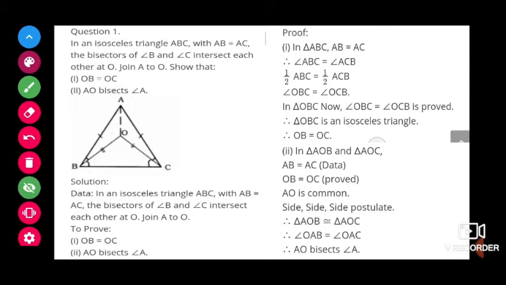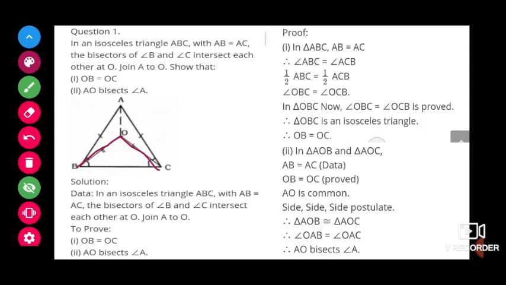OB is equal to OC, and also AO bisects angle A. This is what we have to show. Children, first if we take these two triangles, if we want to show OB is equal to OC, I have to consider two triangles. If I can show that two triangles are equal, then only I can show that the two sides will be equal by using the corresponding sides.